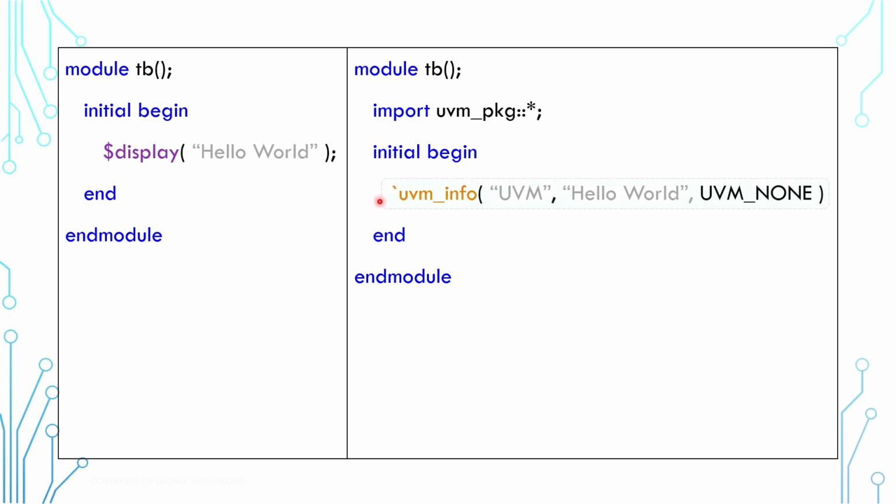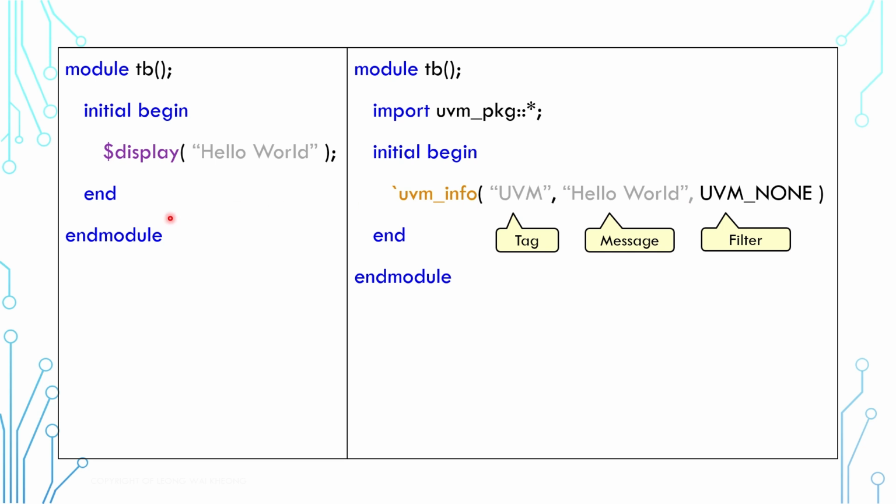And then we can use the UVM info macro here to display a message. There are three arguments in the macro. The first one is a tag, the second one is the message, and the last one is a filter or verbosity. UVM none means no filter. We'll talk more about this messaging capability in a future video.